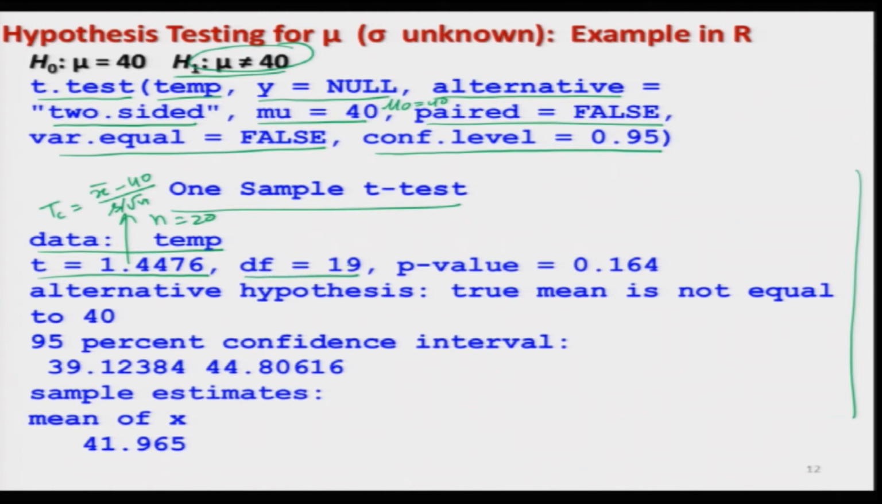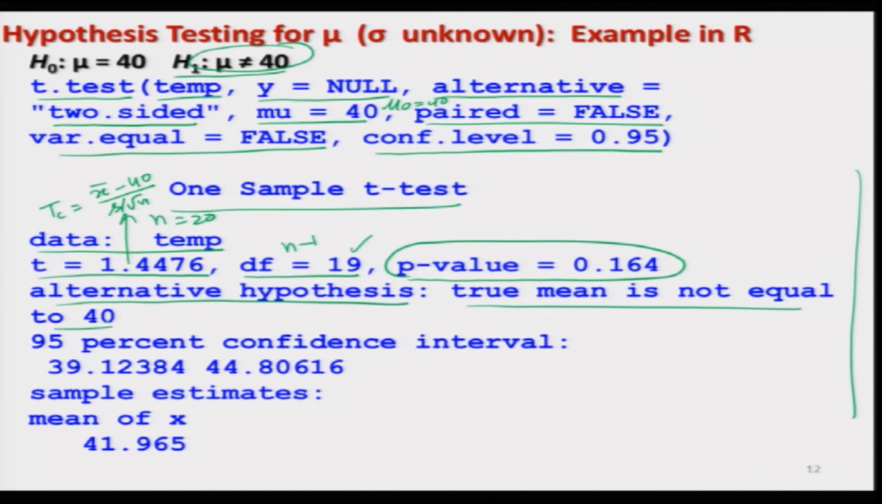Now this is here df. Df means degrees of freedom. So this is n minus 1, so this is 20 minus 1, which is 19. Now this is the value of p, that is, the p value is coming out to be 0.164, computed by the software, and then it is indicating what the alternative hypothesis is, that the true mean is not equal to 40, right. So looking at the software outcome also, you can know which of the hypotheses is being tested here.